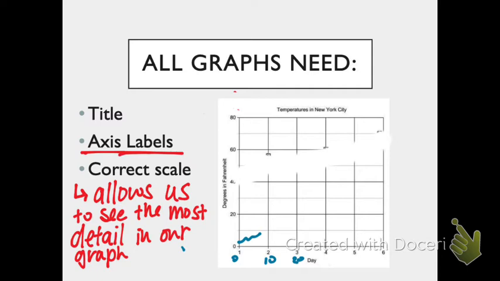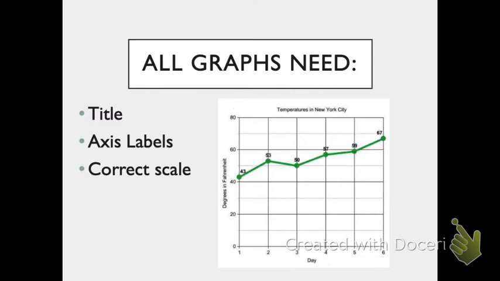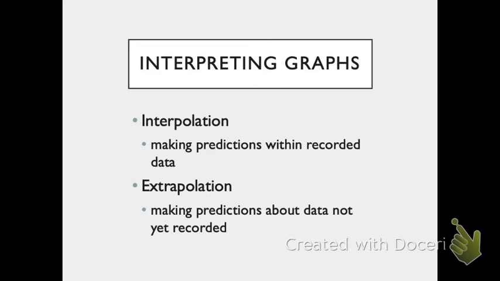So on correct scale, I want you also to write: take up the most space. Sorry, my handwriting's a little crazy today. We want it to take up the most space on our graph that we can. Does that kind of make sense? We want it to be a really clear picture. We want to see the detail in our data. We don't want it to be this little blob of a line down in the bottom. Okay? All right.